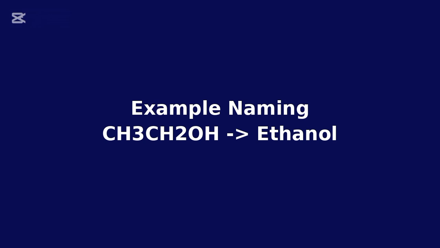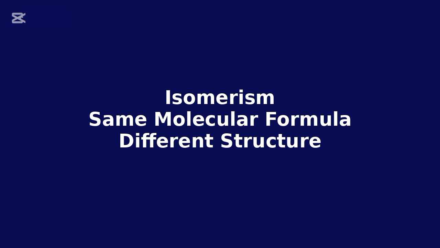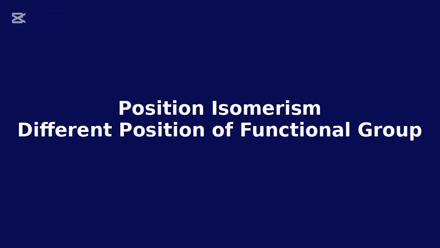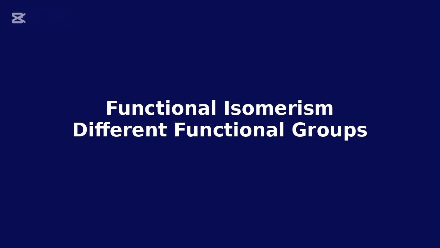Now, example of naming, you have CH3CH2OH, that's ethanol. To know it, just count the number of carbons there, 1, 2, and the hydrogen with OH, that's ethanol. Isomerism, you have the same molecular formula but different structure. Chain isomerism, example, you have butane and isobutane. You have position isomerism, different position of functional group. Functional isomerism, different functional groups.